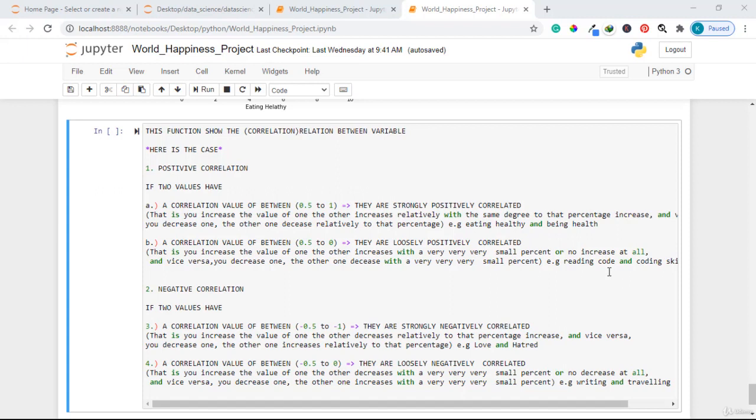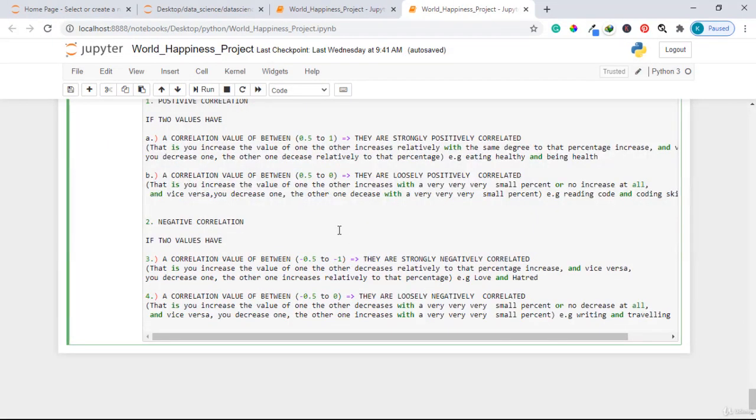So I hope you have understood. Strongly positively correlated variables have a value of 0.5 up to 1. Loosely or poorly positively correlated variables have a value of 0 to 0.5. Let us also consider the negative correlation. In negative correlation, the value ranges from 0 to negative 1.